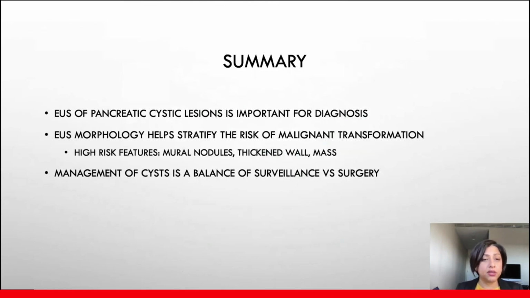So in summary, EUS of pancreatic cystic lesions is important for not just diagnosis, but also the morphology that we can see during EUS helps us stratify the risk of malignant transformation in these patients, in particular things like mural nodules, thickened wall, or development of a mass. Regarding management of these patients, surveillance versus surgery, it's important to work closely in a multidisciplinary team.